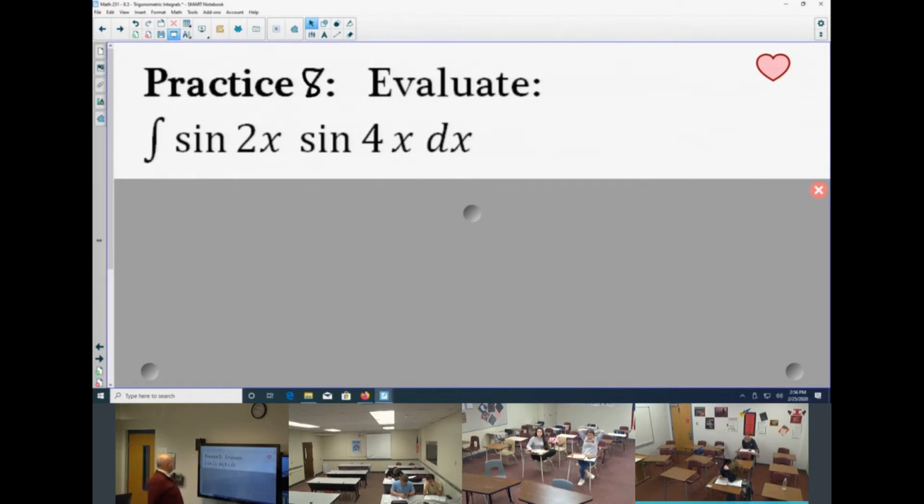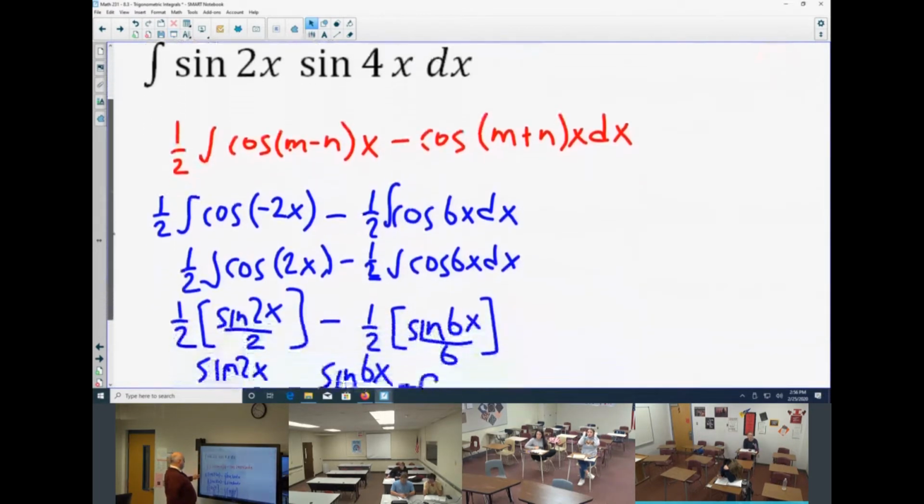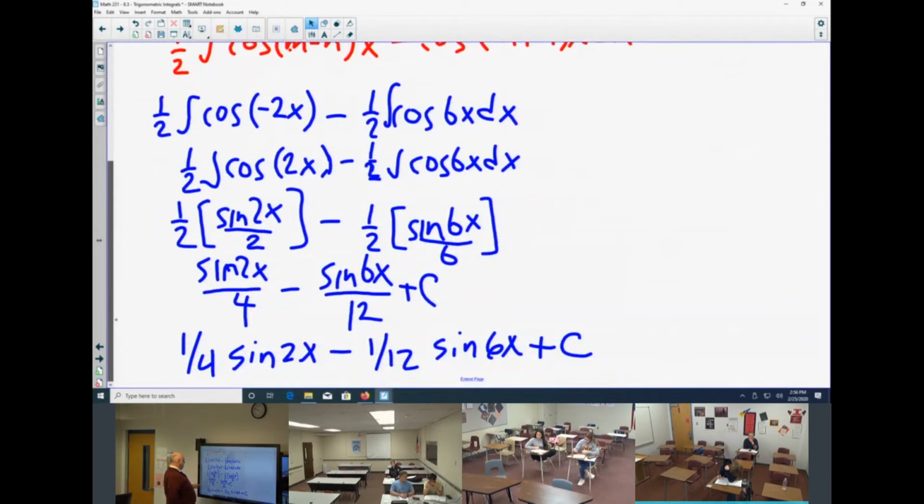So I got sine of negative 2x over 4 minus sine of 6x over 6 plus C. Okay, so the sine of negative 2x, you want to get rid of the negative. Well, okay, so when you have the cosine of negative 2x up here, you can disregard the negative. Okay, so let me go back.